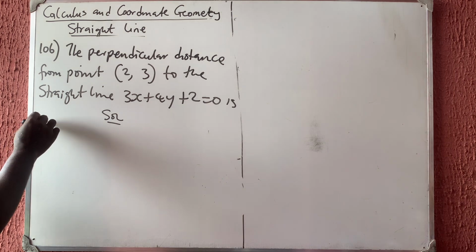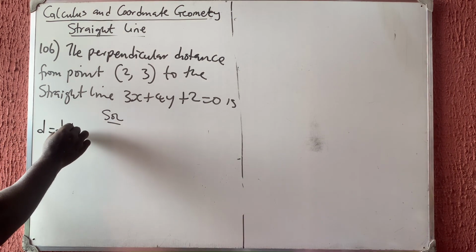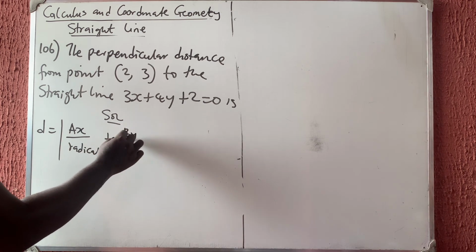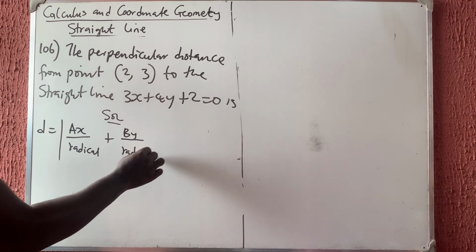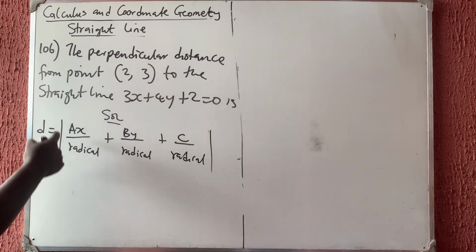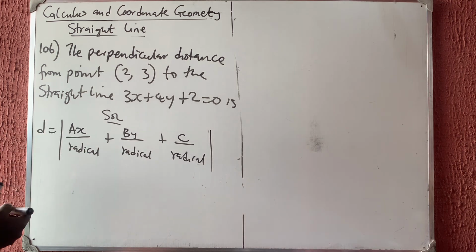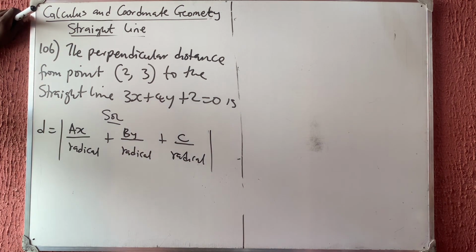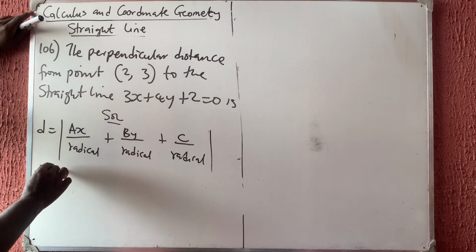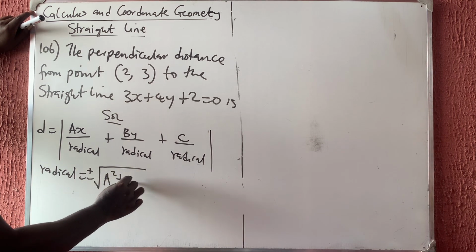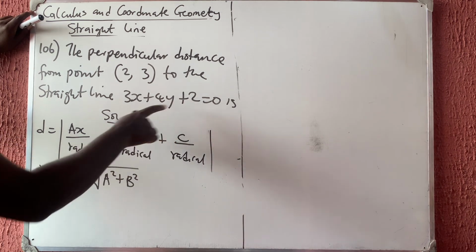We know that our perpendicular distance between a point and a line is given by ax over radical plus by over radical plus c over radical, absolute value. Or you say ax plus by plus c all over radical. You can do it that same way. It's the same thing. So let's find radical. Radical is equal to the square root plus or minus of a squared plus b squared. Okay, now our c is positive, so our radical will be negative.